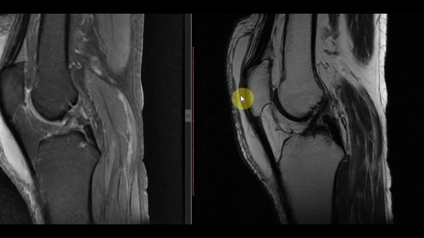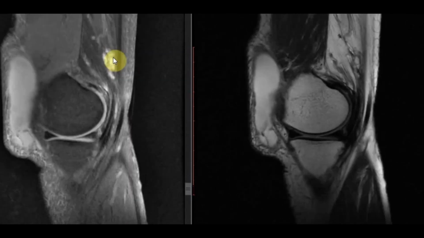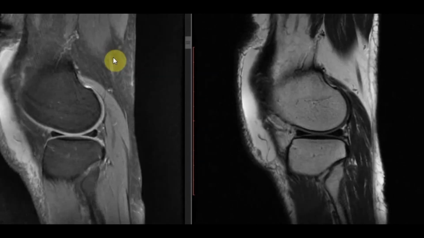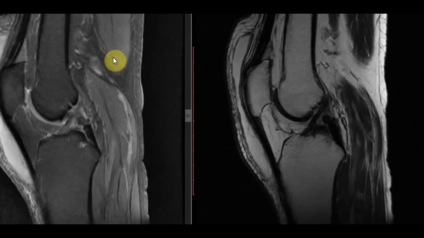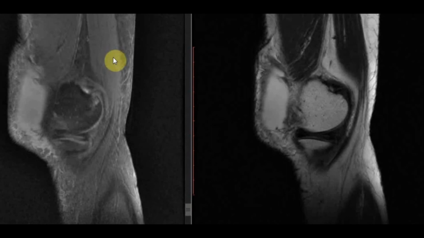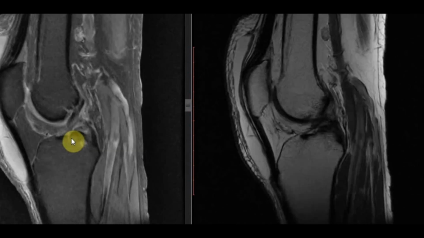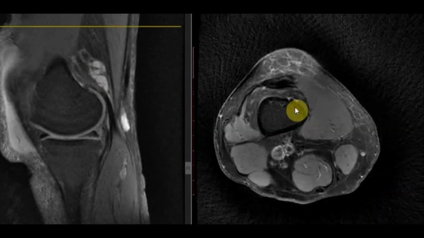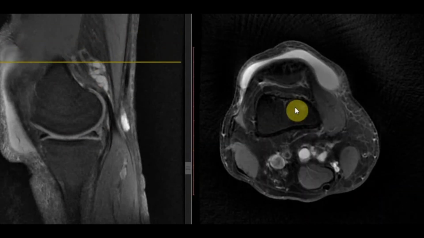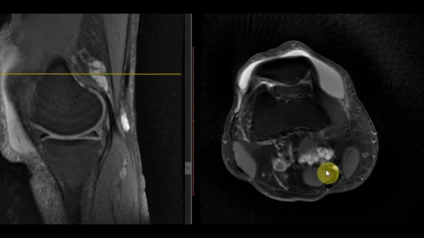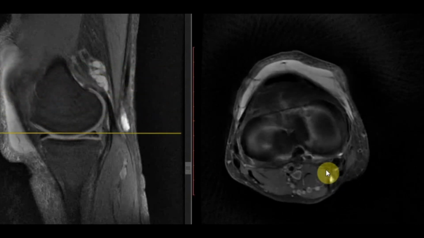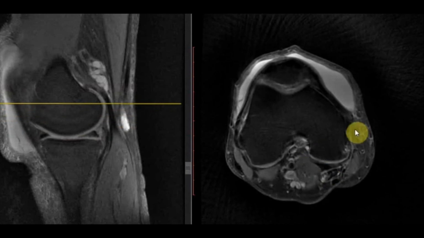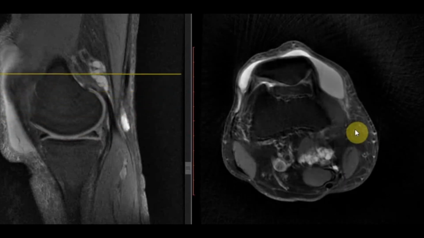And besides that, the patient is having osteophytes as he is 64 years old. We can see multiple osteophytes, degenerative changes. The lateral meniscus is normal. Medial meniscus is showing grade 2 signal intensity within the body. And there are multiple complex cystic lesions. Let's see that in the axial plane. So we can see here multiple cystic lesions on the medial aspect of the popliteal fossa.